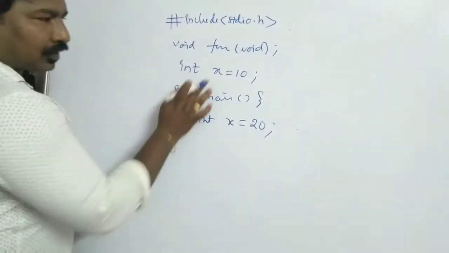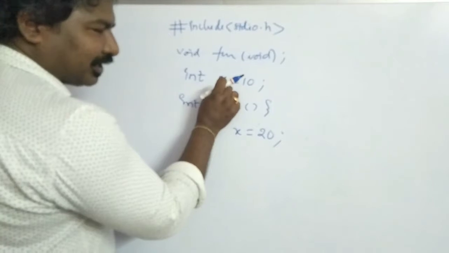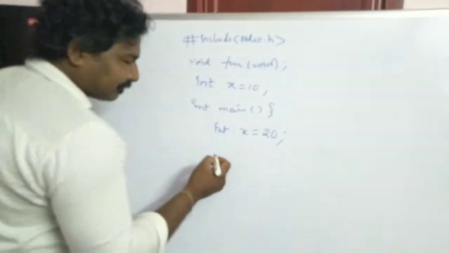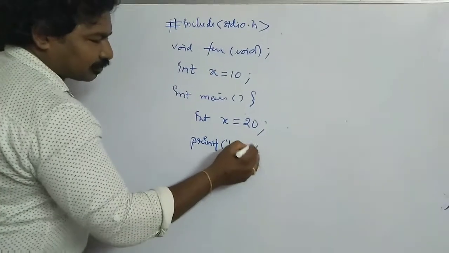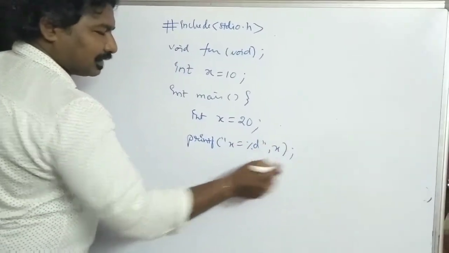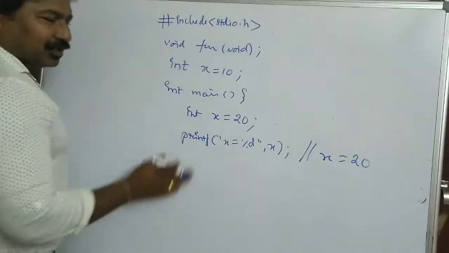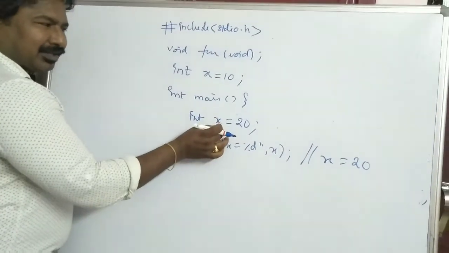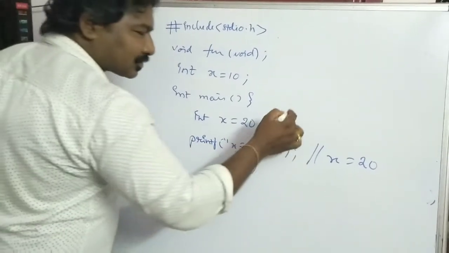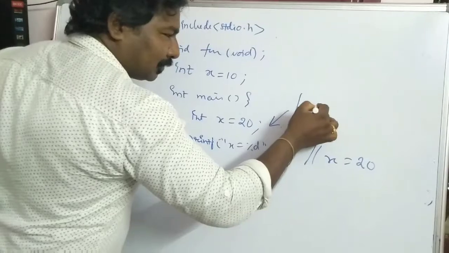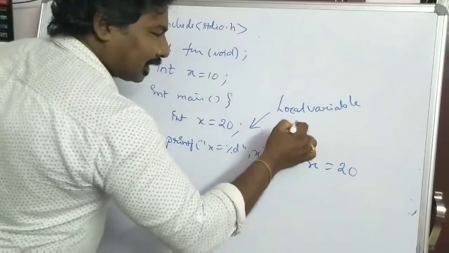Okay, so what I am doing here is I have given the same name for the global variable as well as the local variable for the x. If I try to print here, printf x equals to %d, x, this will print me the value x is equals to 20. That means when your variable is having same name for the local variable and global variable, always the local variable will be given the preference. Okay, so local variable gets priority.